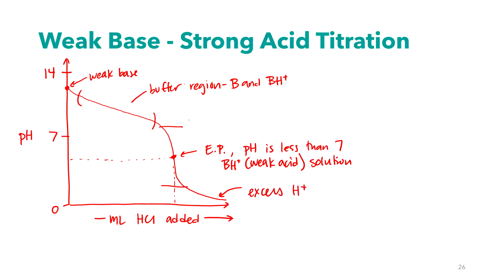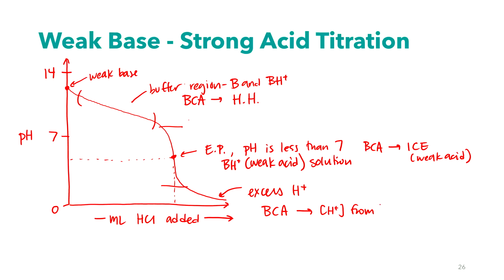So the weak base, that's a weak base calculation. Here we would do a BCA table and then into a Henderson-Hasselbalch. Here I would do a BCA table and then into an ICE table, and that would be for the weak acid. Here I would do a BCA table and then into the concentration of H plus from the strong acid. And that would be my pH calculation.